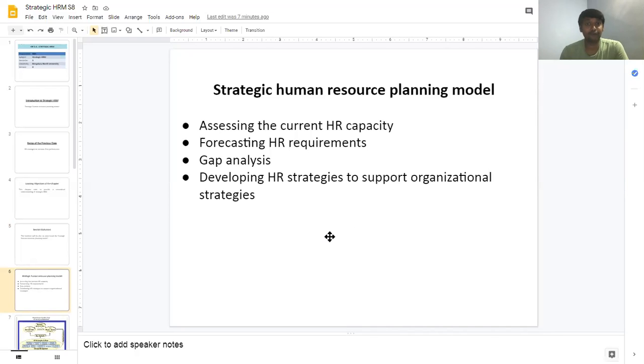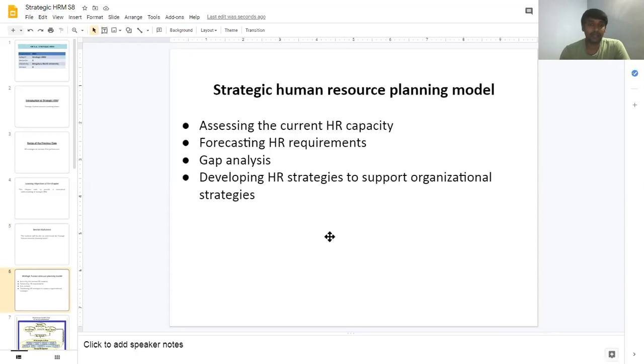The second is forecasting the HR requirements. After assessing the required HR capacity, it is a prime objective of every human resource manager to forecast, or think in advance, what the human resource requirements in an organization are. There are various departments in the HR section as well: recruitment, selection, training, induction, or compensation related tasks. Any kind of task which will be accomplished, every human resource manager should forecast the requirements in a better manner.